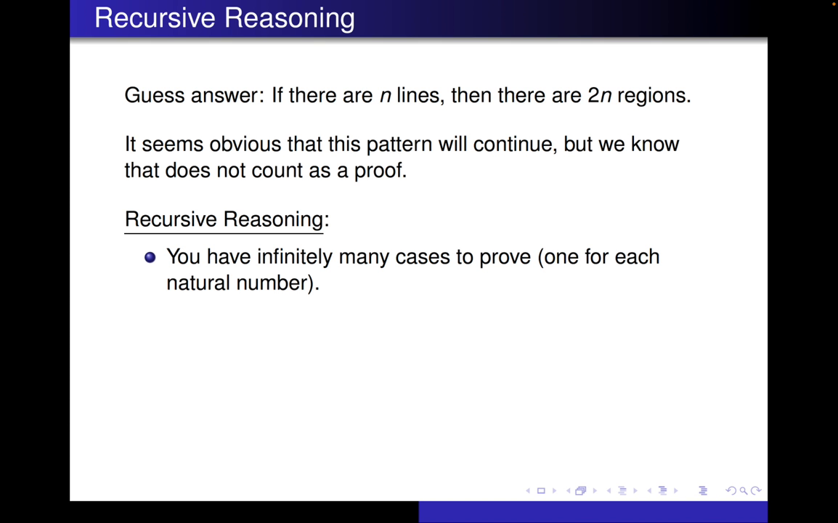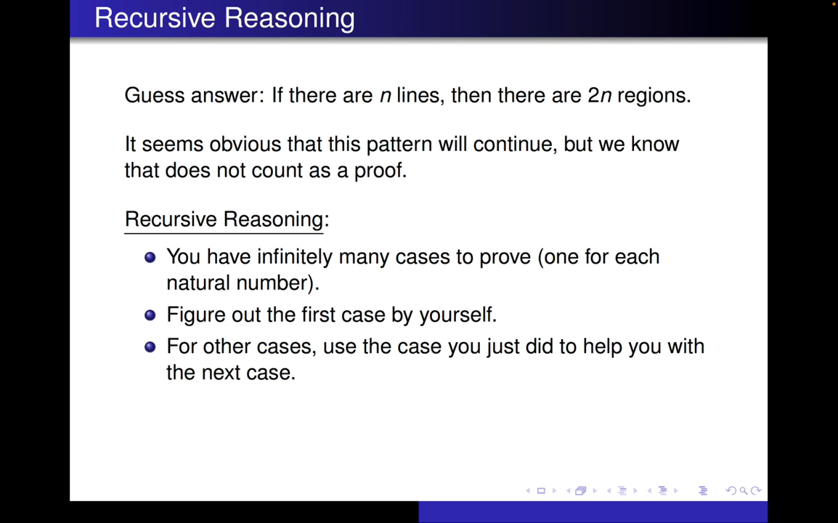So you have infinitely many cases to prove. In this case, you have almost a different theorem to prove for each natural number, the natural number representing the number of lines. So what we're going to do is figure out the first case by ourselves, which we already did, so we don't have to worry about that. Then for the other cases, we're going to use the case that you just did to help you find the formula for the next case. In other words, if we know what's going on with one line, we use that to help us figure out two lines. Then once we figure out how many regions for two lines, we're going to use that to help us find out how many regions for three lines. After that, we're going to use what we know about three lines to figure out four lines, etc.